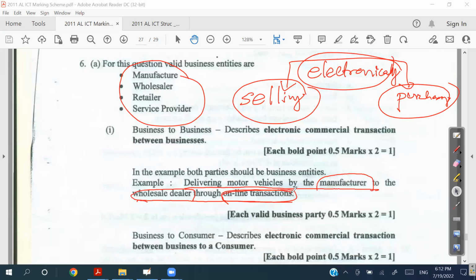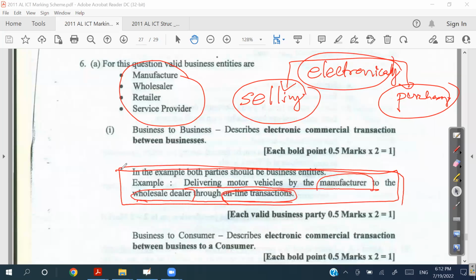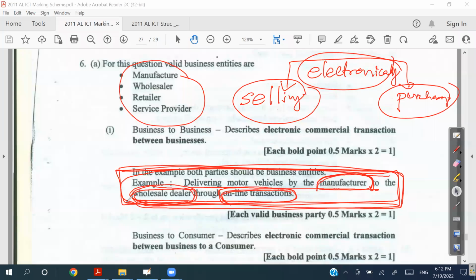And sometimes they will give you this kind of a scenario, right? Given a scenario, they are asking you to justify what kind of a business transaction this is. Then you have to say, here they have the manufacturer, which is a business. The other party is the wholesale dealer, another business, and they are doing the transaction online. So this particular scenario explains a B2B transaction.